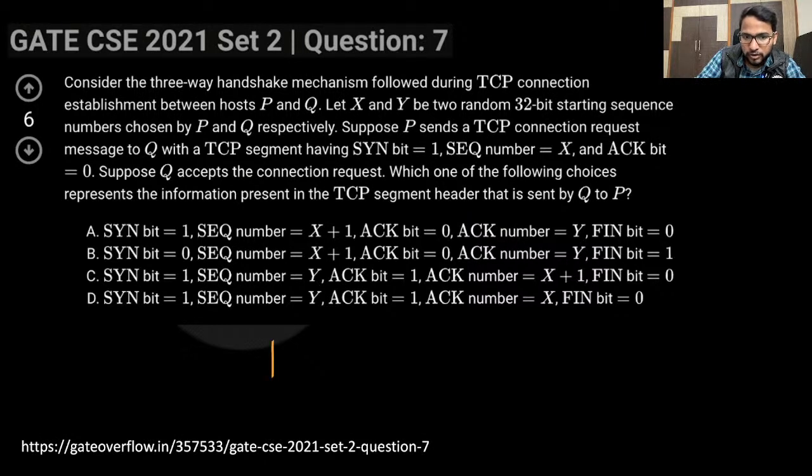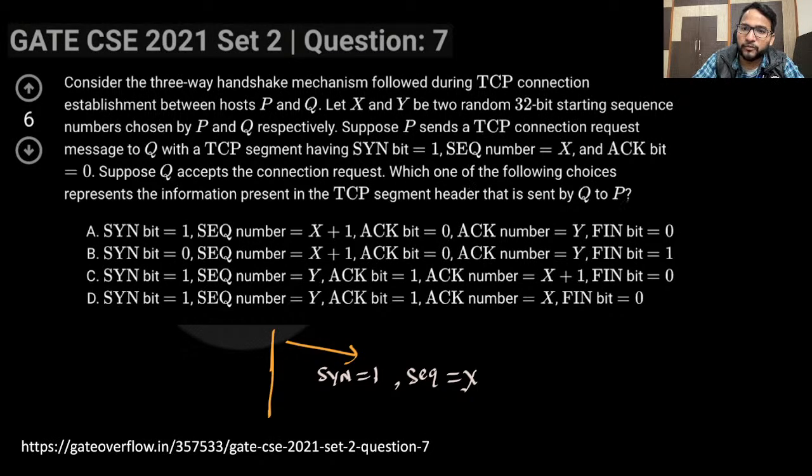number X. So basically whatever you are sending here, you will say that SYN is 1, which means this is the first packet. SYN 1 means it is the first packet, and the sequence number you are sending here is X, and the ACK bit is 0. ACK bit is 0 means this is just a SYN packet. Okay.